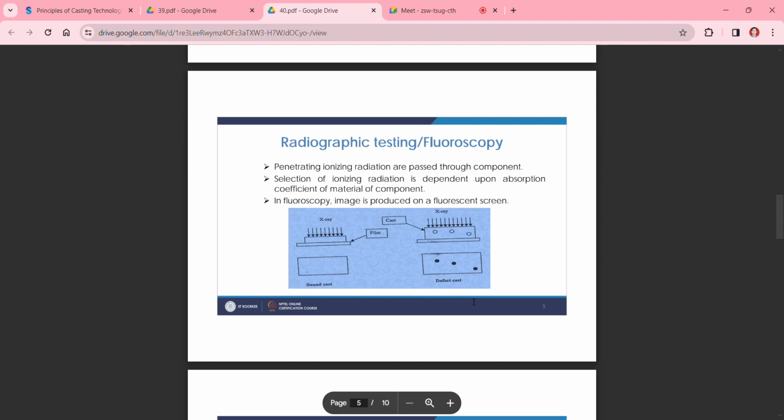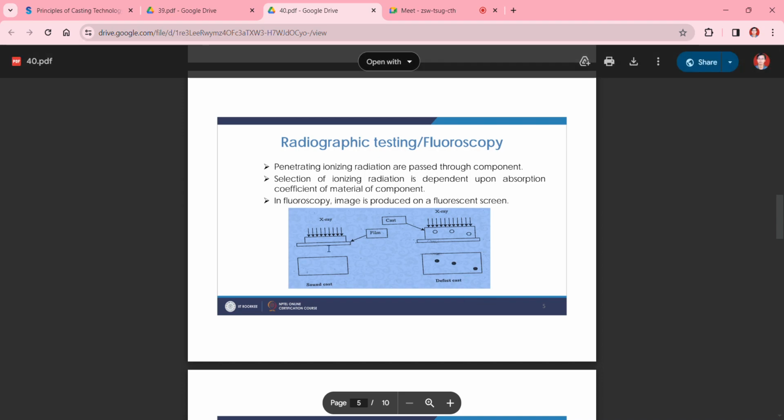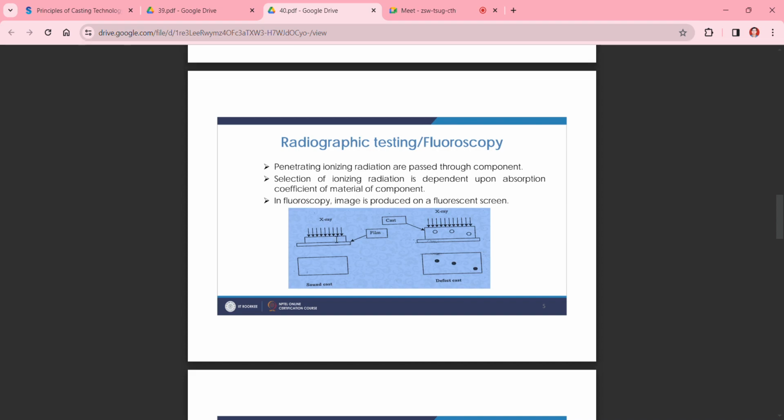Penetrating ionizing radiations are passed through components. So what we are doing is passing some radio waves from the surface. As you can see, we are passing some X-rays through the castings. These X-rays are going to penetrate inside your casting. It will not create any defect or anything like that in your casting.